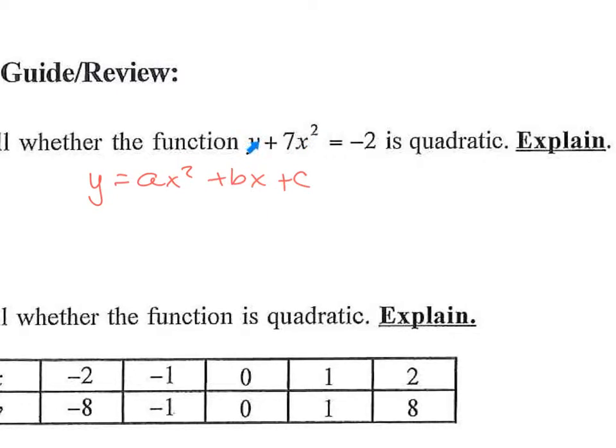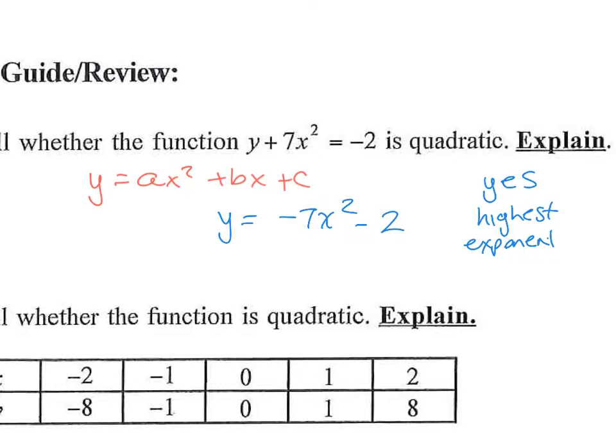So looking at this, I can minus 7x squared from both sides, and I would get y equals negative 7x squared minus 2. And so yes, this is quadratic because the highest exponent is 2. Can a be negative then? A can be negative because remember that a means it opens down if it's negative. So in this case, the highest exponent is 2. Power of 2 makes a u. So yes, this is a quadratic function.